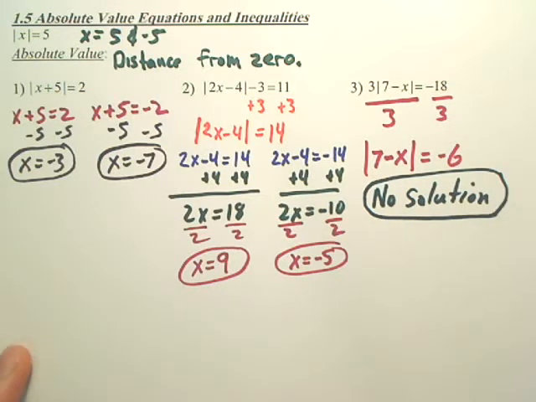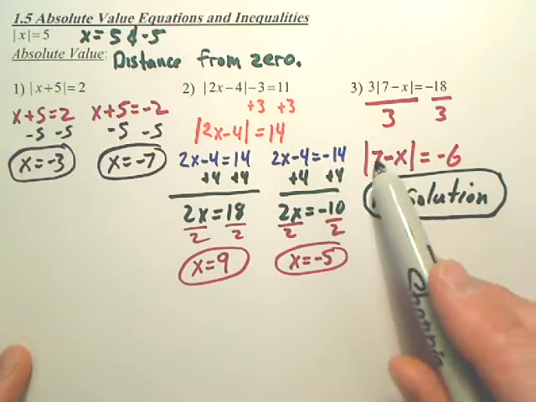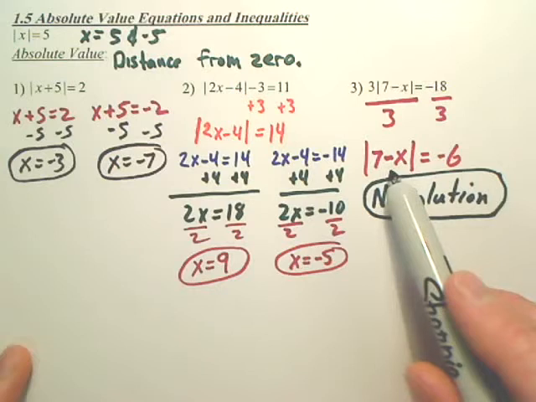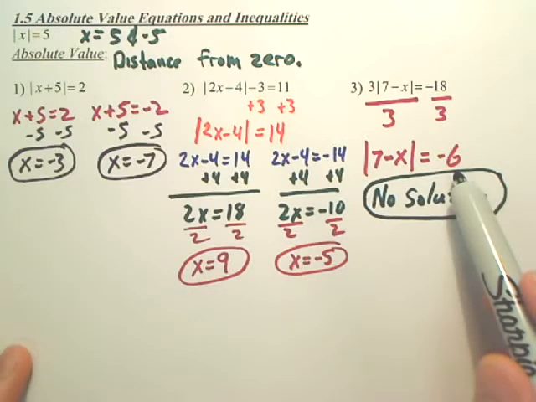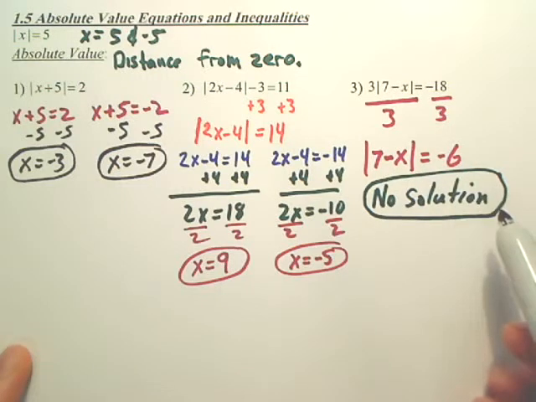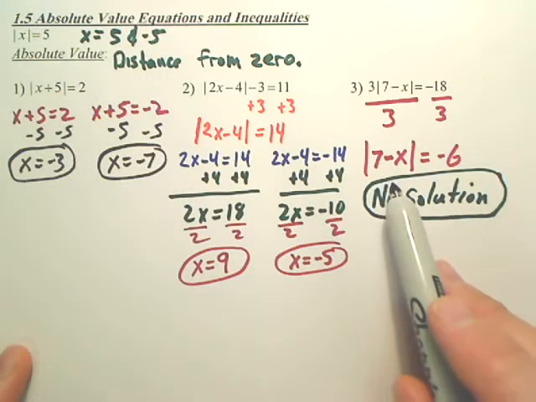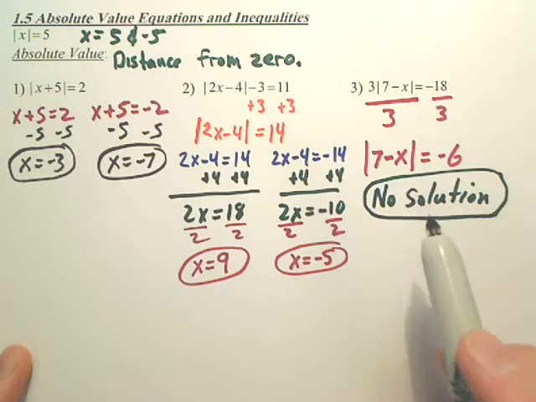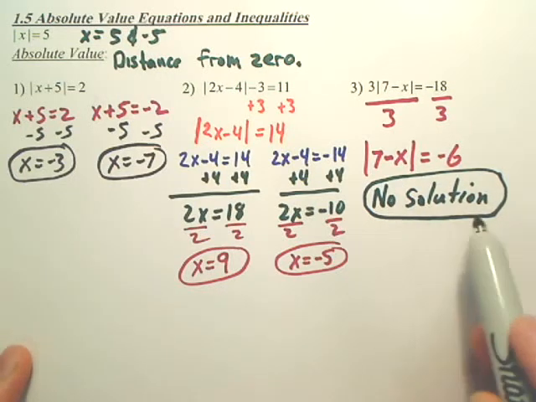How do I know it's no solution right away? If you plugged anything in here and then took its absolute value, would you ever get a negative 6 out? No. Is it possible to ever absolute value something and get a negative out? So could I ever find an answer to work? So can I stop and say no solution before I go any farther?